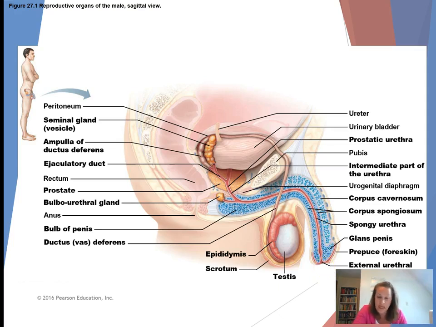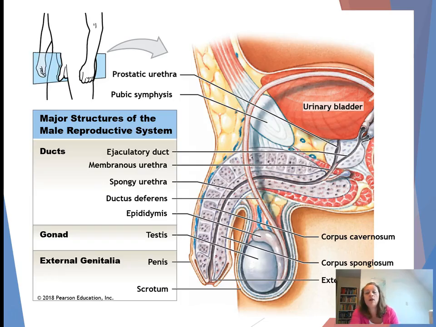So a couple things of note. The testes are outside the male's body because viable sperm cannot be maintained at 98.6, so they're roughly about 3 degrees cooler outside the body. The testes are the primary reproductive organ in the male. This is just another image I was switching to.